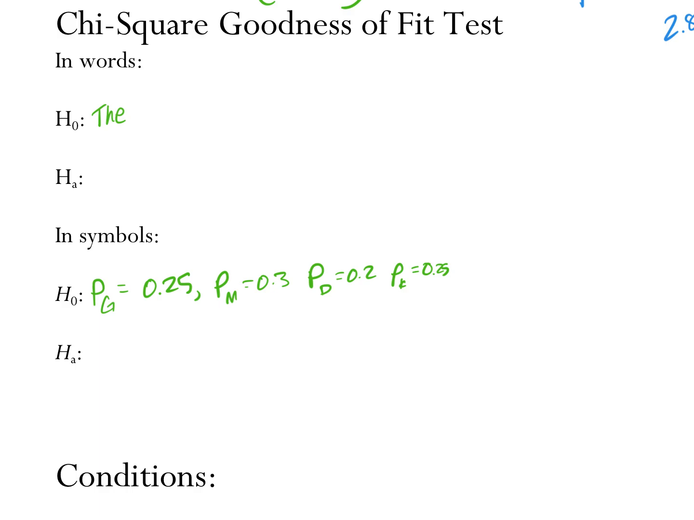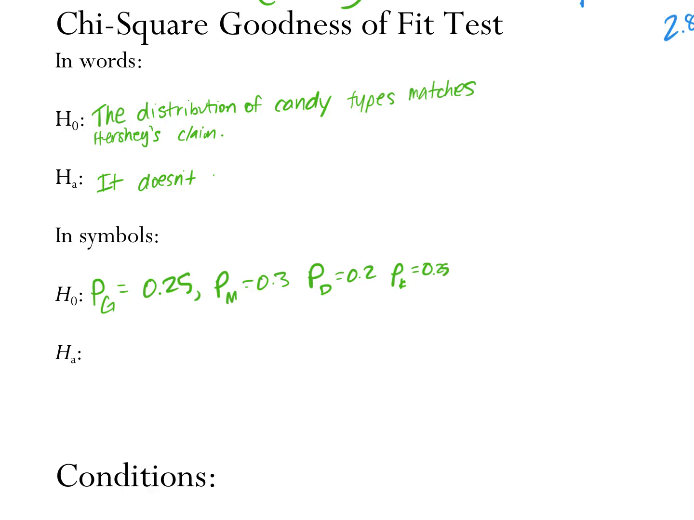If I were going to say that exact same thing in words, it would be: the distribution of candy types matches Hershey's claim. My alternative: it doesn't match. And as long as one of the hypotheses is written in context, if you decide to go in words, that is sufficient for me.